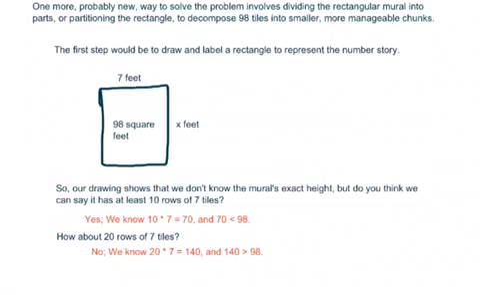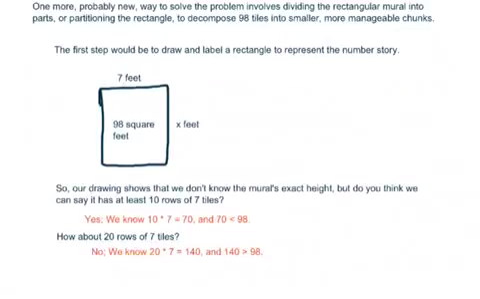A newer way would be to partition this rectangle. This may sound familiar to you. We did something along these lines earlier this year with multiplication. Now we're going to use it for division. We're going to partition the rectangle to decompose 98 into smaller, more manageable chunks for our brain.